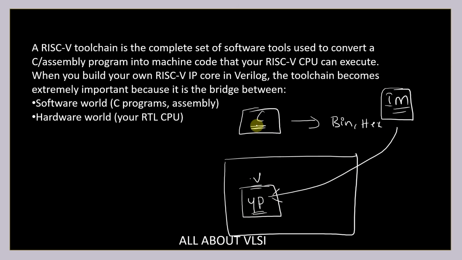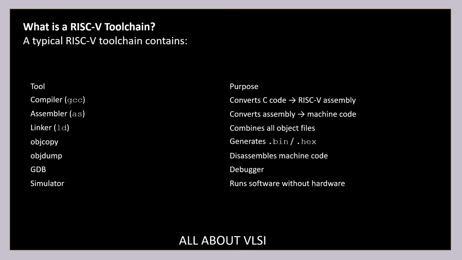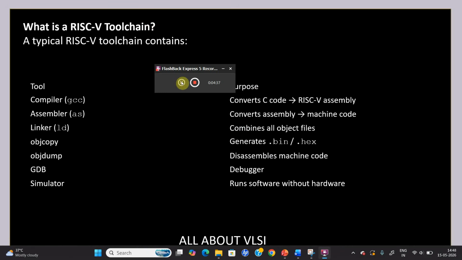Who is going to convert these .c files into hex or binary files is the RISC-V toolchain. We are also going to see what this RISC-V toolchain is and how we are going to use it. It's basically a set of software tools used to convert C to machine level language, such that our RISC-V CPU can execute it. We are going to understand how to use it and how to install it, and what the different stages are in our RISC-V toolchain.